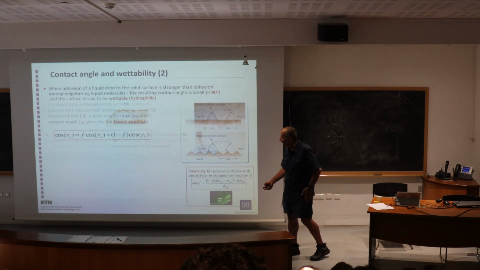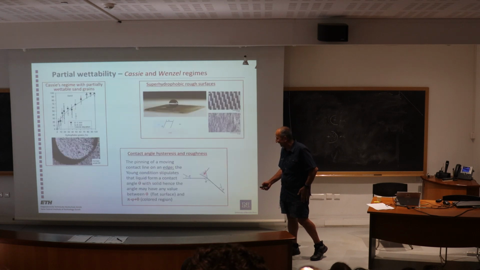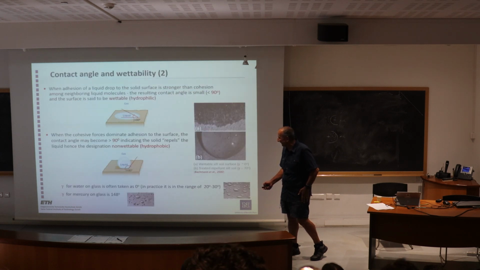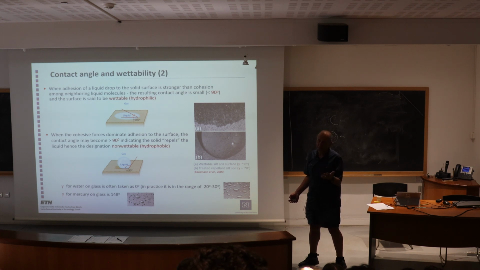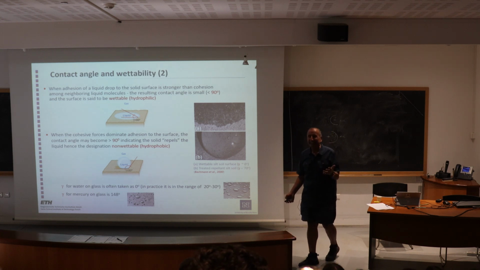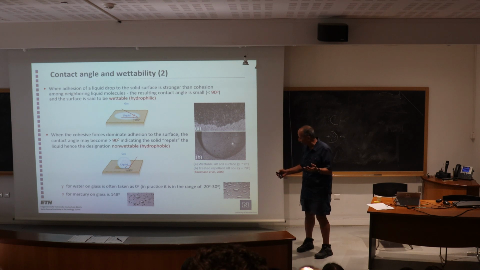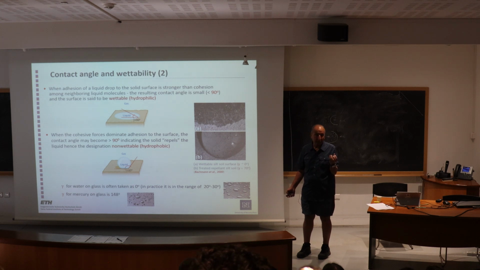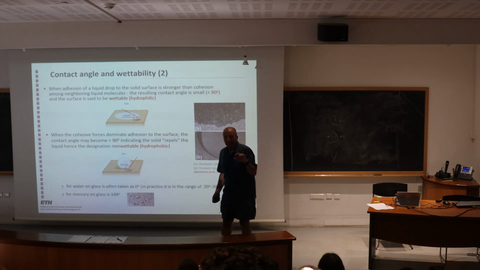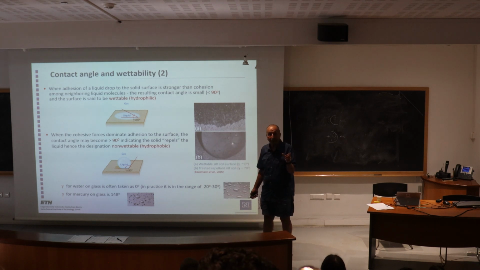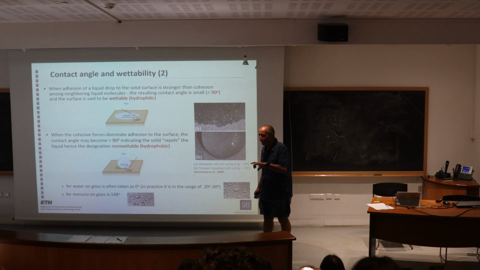For example, if you look at mercury, it actually wets glass. It's hydrophobic, or not hydrophobic, mercuryphobic. There's no hydro in mercury. So it's mercuryphobic. It forms a contact angle of about 150 degrees sitting on glass. So a point to make here is that surface tension doesn't necessarily explain wettability.